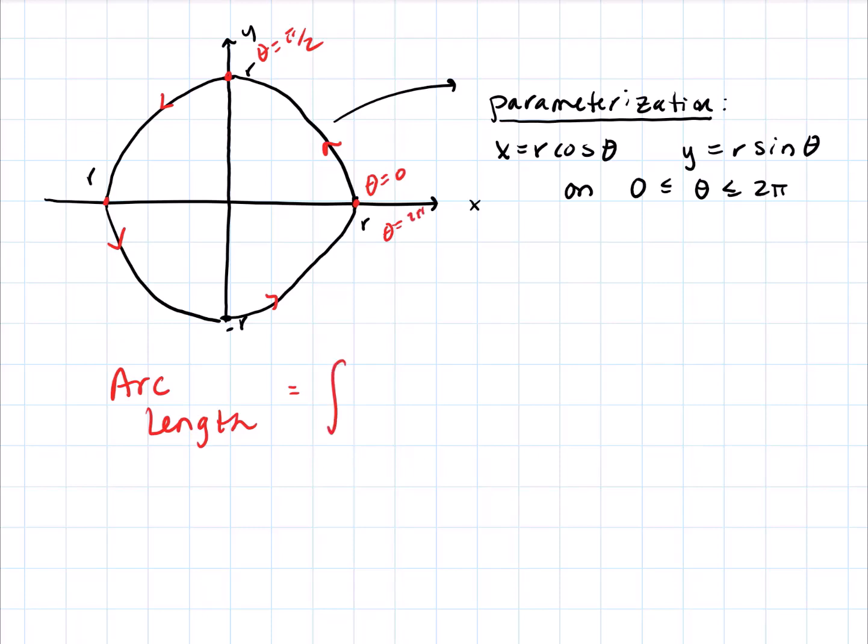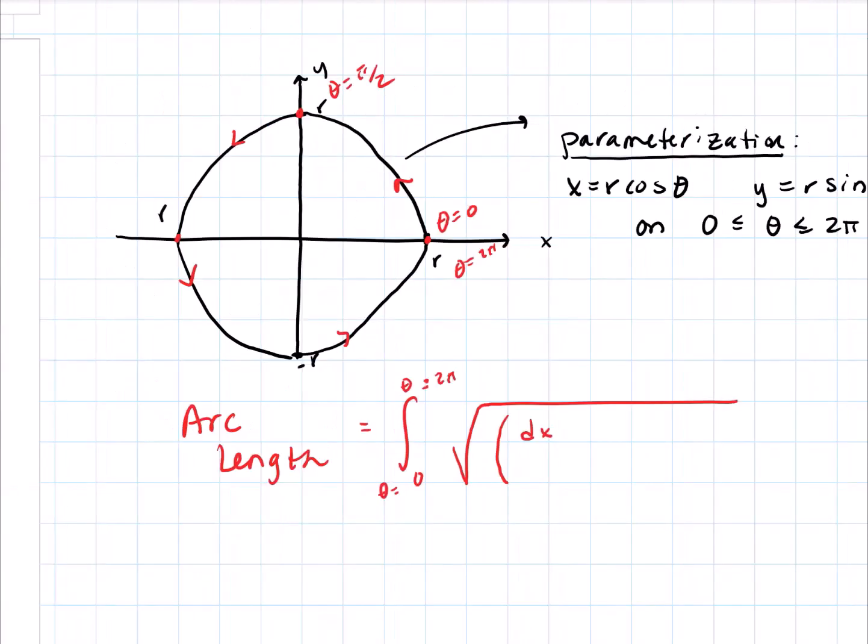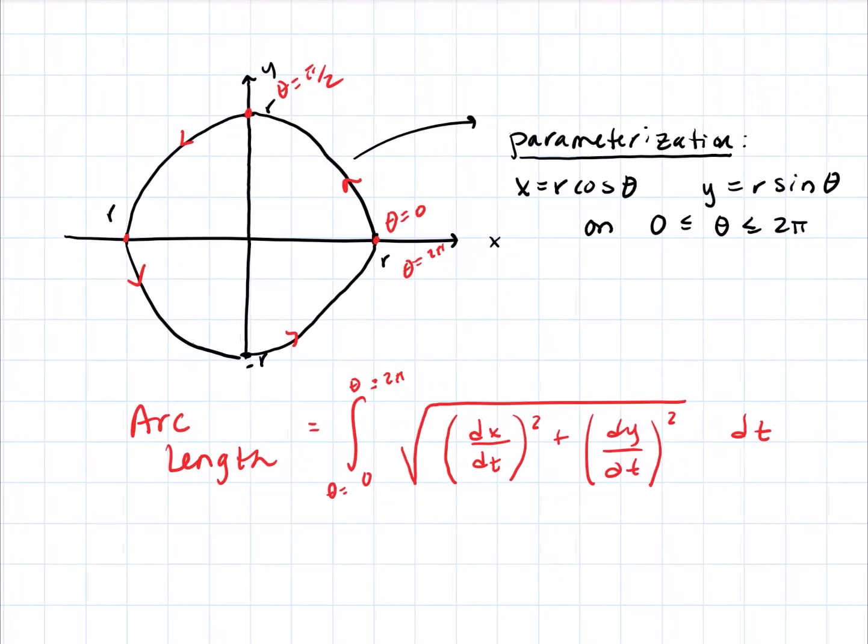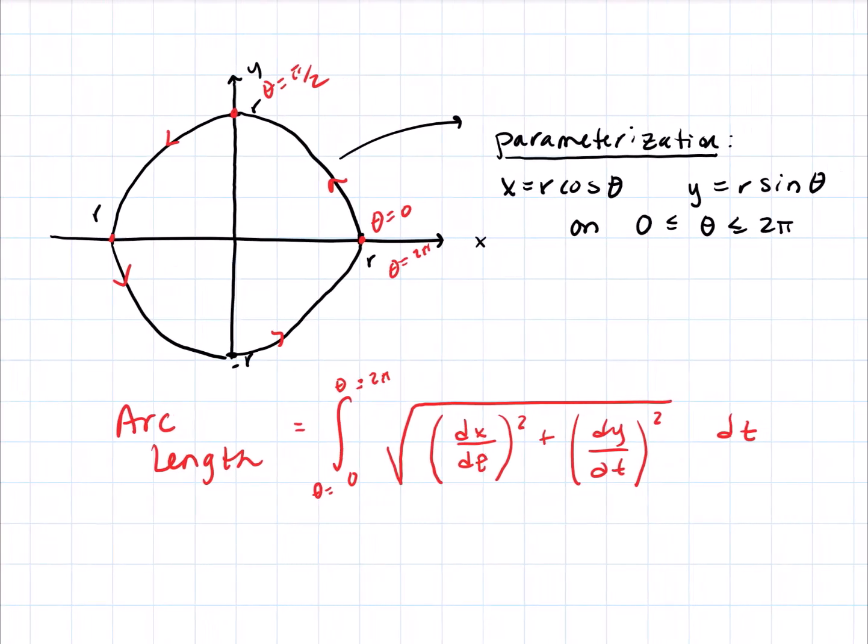So the arc length is going to be the integral from theta, the parameter, equals 0 to theta equals 2 pi of the square root of dx dt squared plus dy dt squared with respect to t. Now, I wrote that from the formula with the t's, but these are thetas, since we have changed the parameter, now talking in terms of theta. So I will write these in terms of theta in the formula.